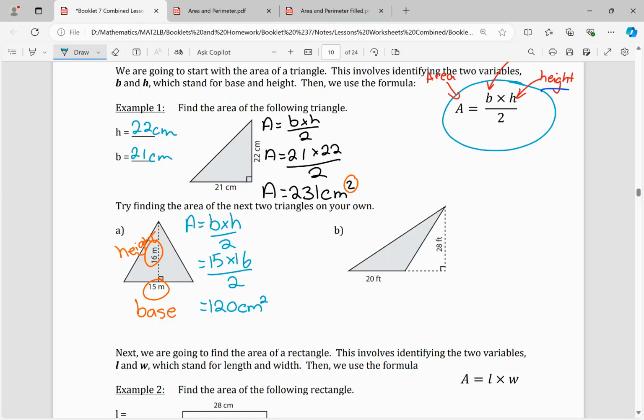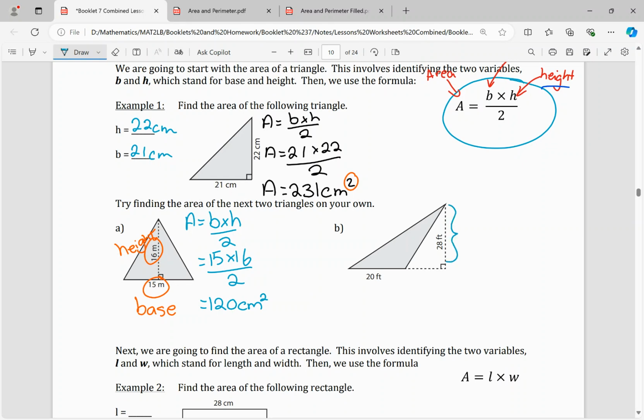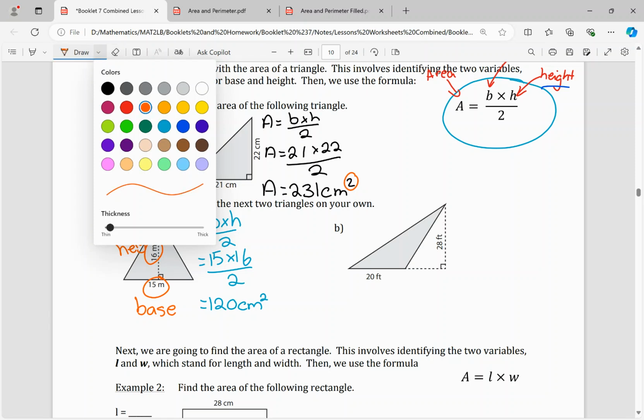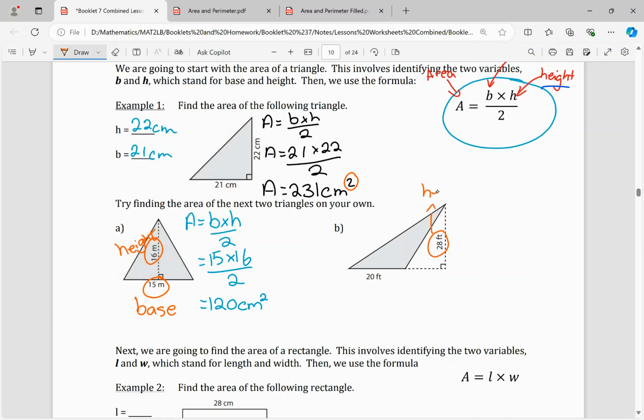Now, in this last example, we need to actually go outside of our circle to look at this dotted line to find our height. But again, the equation remains the same. This 28, that's our height, the vertical distance from the bottom to the top of the triangle. This 20, that's our base. So, the equation, area equals base times height divided by 2, is equal to 20 times 28 divided by 2, which is 180 feet squared.